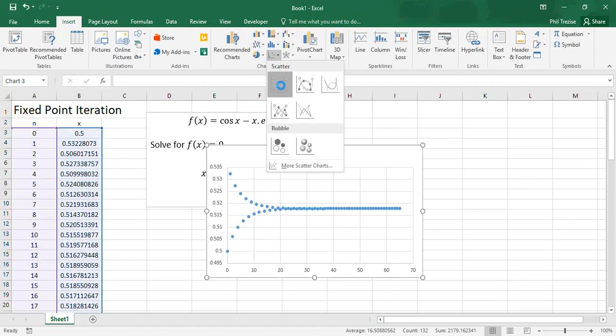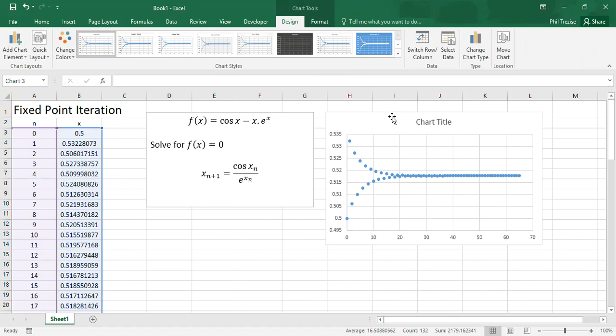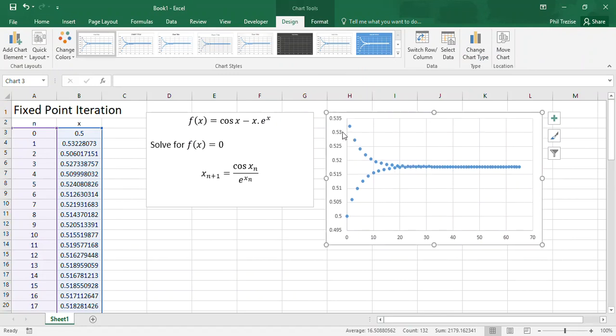As a little visual demonstration, there is a quick chart of this, my estimate for x versus n, the number of iterations. And as you can see, it does bounce around a fair bit to start with, and then it converges fairly quickly. It's really after about 30 iterations, and depends on how many decimal points you need. So that's fixed point iteration. It really is as easy as that.